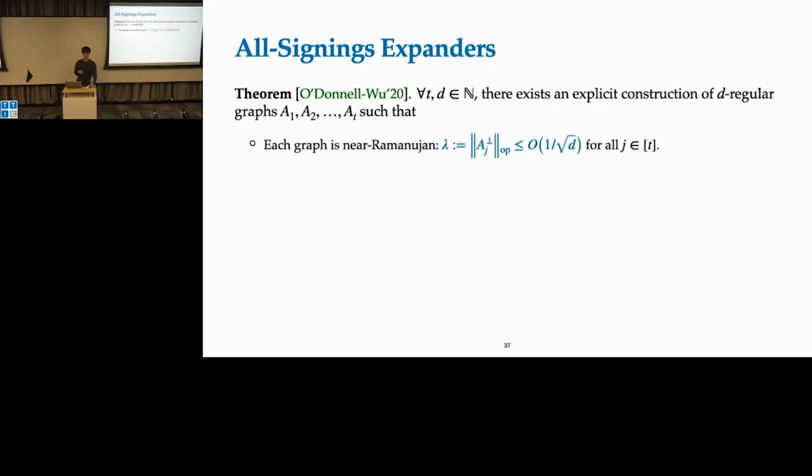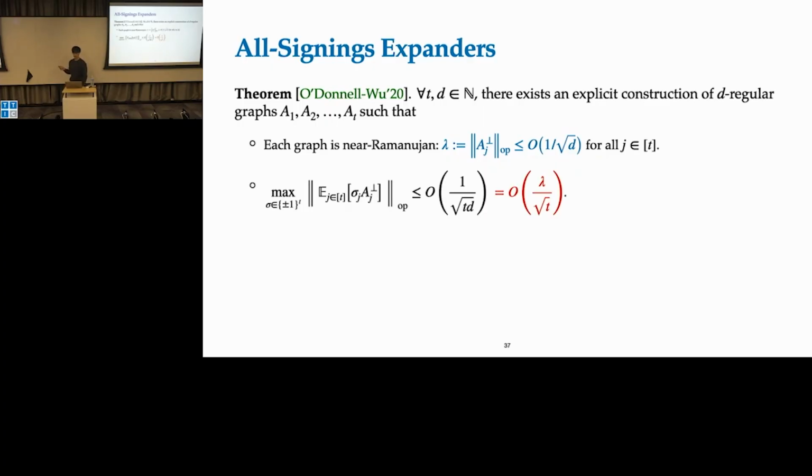such that each of them is near Ramanujan. So the lambda of these graphs is at most 1 over root d. And then we have this sign property that the expected sign adjacency matrix has operator norm at most 1 over root td as well. And in particular, this term equals lambda over root t. But actually, if you look at this paper, their result is way more general than this. But this is the only thing we need here.